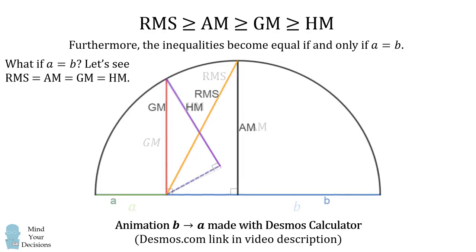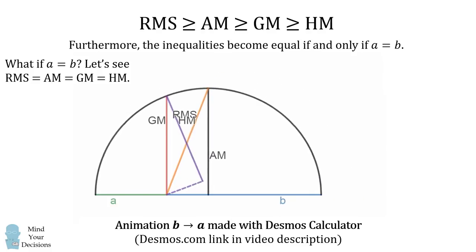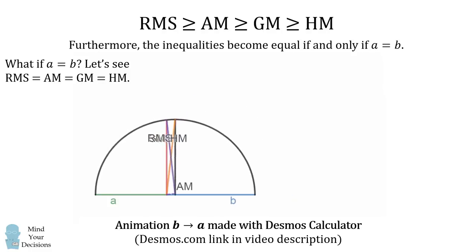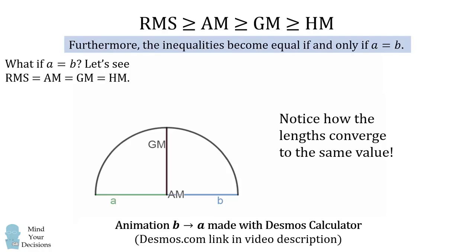Here's an animation of b approaching a that I made with the Desmos calculator. I provided a link to desmos.com in the video description. Let's see what happens as we make the length of b approach the length of a. Notice how all the lengths are converging to the same value, and when b is equal to a, they all are exactly equal. So this illustrates that the inequalities become equal if a is equal to b.